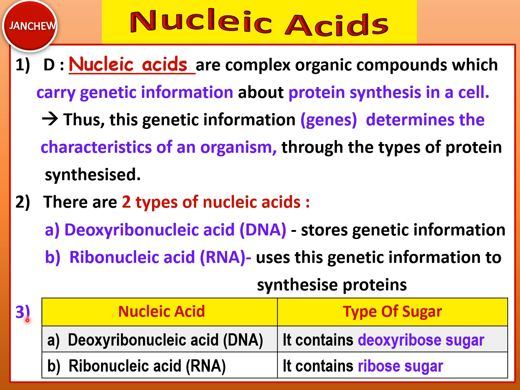Number 3, what's the basic difference between DNA and RNA? Firstly, is the type of sugar that is found in DNA and RNA. DNA contains a sugar known as deoxyribose sugar, hence its name deoxyribonucleic acid. And RNA contains another type of sugar called ribose sugar, hence the name ribonucleic acid.